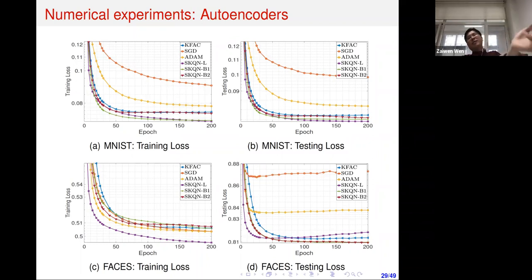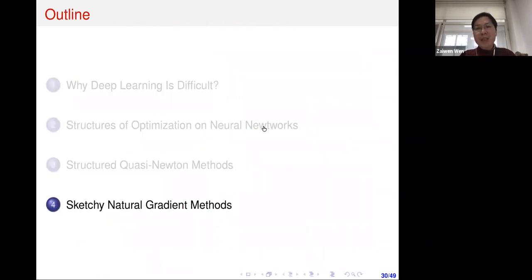But however, all kinds of quasi-Newton methods so far are not efficient on large data sets, for example, ImageNet. Not only our method, but I guess all other methods. So this is a big challenge. I guess the reason is, for example, in TensorFlow or in PyTorch, certain kinds of operations are not supported well. So this is the reason why we developed another method based on the natural gradient direction.